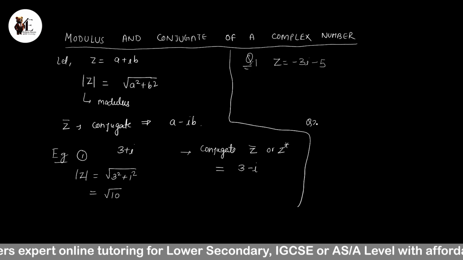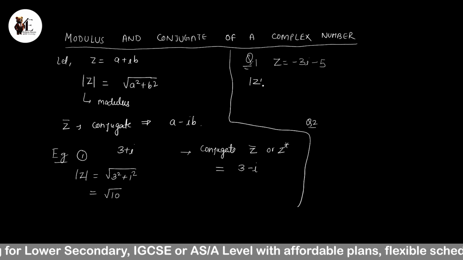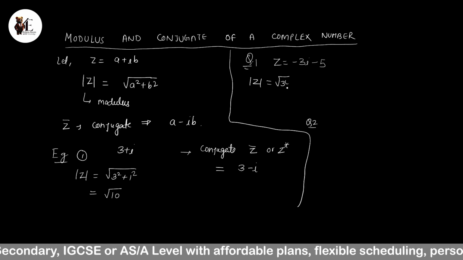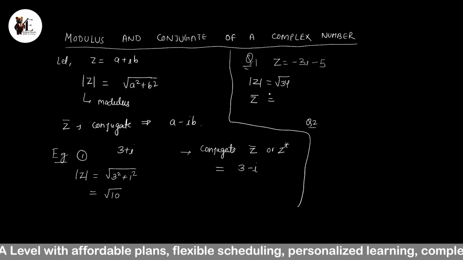I'm getting my modulus as root 34. Okay. And my conjugate is 3i plus 5.